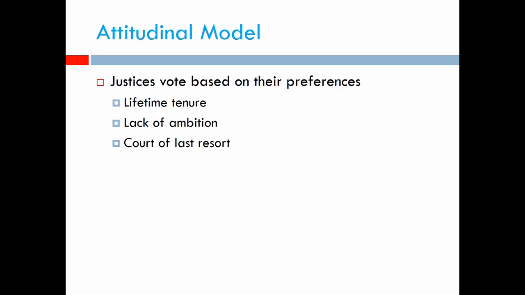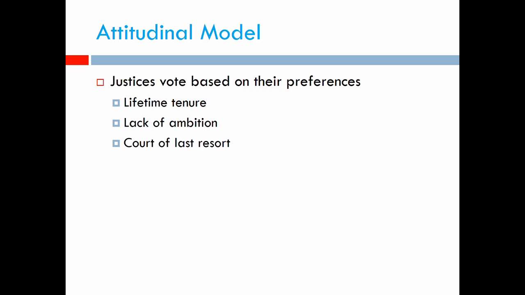When we talk about votes on the merits, one of the best explanatory models is the attitudinal model, right? That justices just vote based on their preferences. Liberal justices vote in a liberal way, conservative justices vote in a conservative way. And the reason for this is, as I said, they have lifetime tenure, they're not going anywhere, they lack ambition in the sense that they have reached the top job they could ever have, so who are they trying to impress?